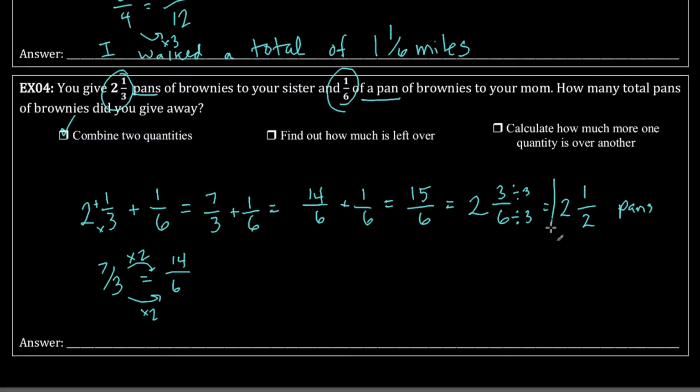Or, yeah, you did. So the answer is, you gave, or I gave, this is kind of ambiguous, you gave 2 and 1/2 pans of brownies away. Remember, complete sentences.